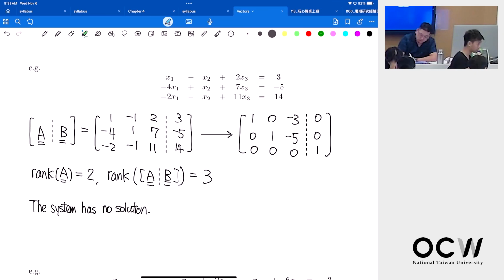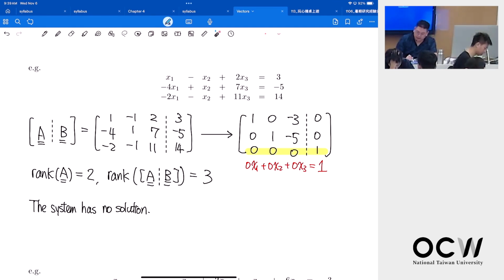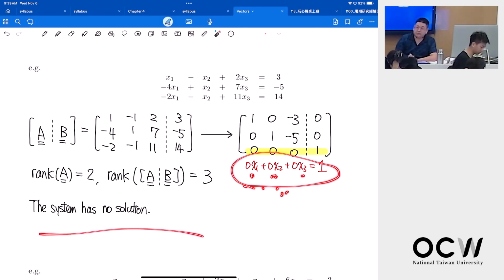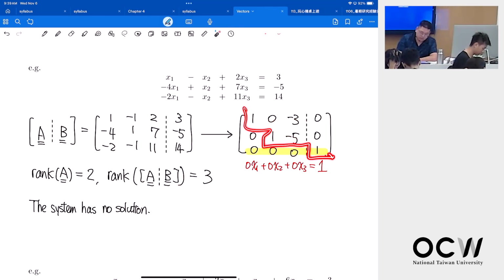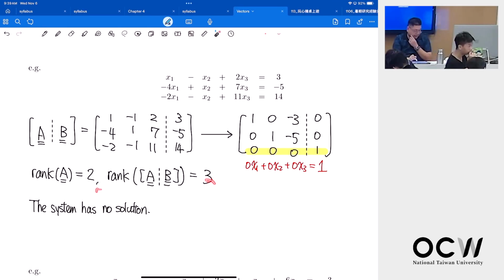You can also see the third row, 0x1 plus 0x2 plus 0x3 equals 1. It's impossible, right? I cannot get any x1, x2, x3 to make this equation happen. So no solution. You also see that this is rank 3, but for matrix A, I only have rank 2. So they are not equal, so they cannot have a solution. All right.